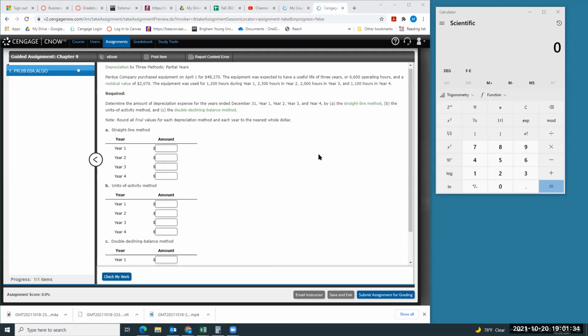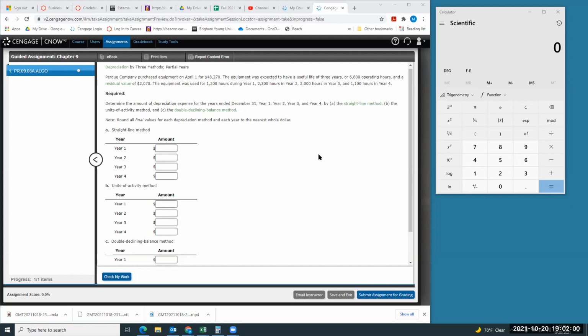So here we have this company. They purchased equipment for $48,270. It's expected to have a useful life of 3 years or 6,600 operating hours and a residual value of $2,070. And then it tells us how much the equipment would be used in each year. So we're supposed to determine the amount of depreciation expense for the first year, second year, third year, fourth year using all 3 of these methods.